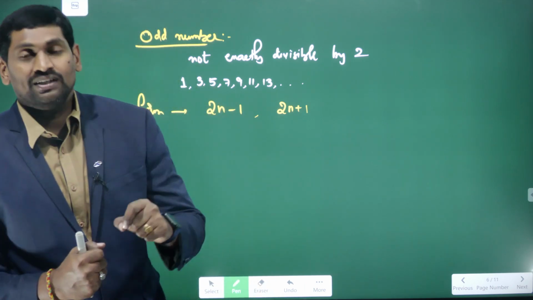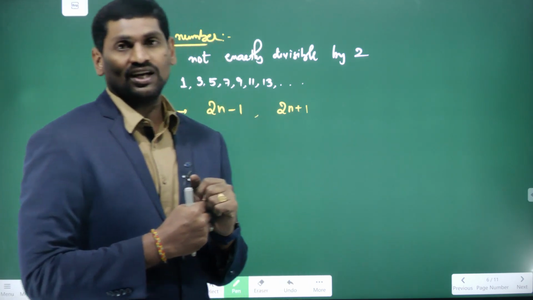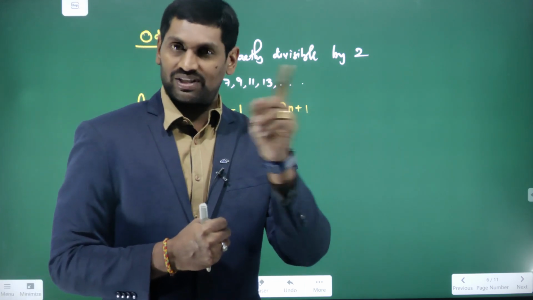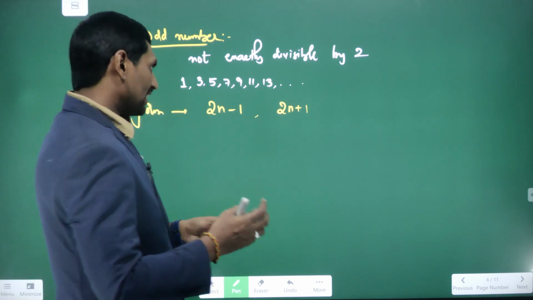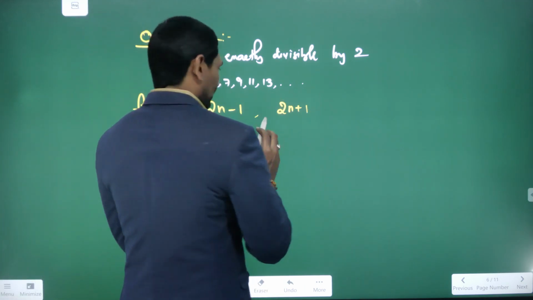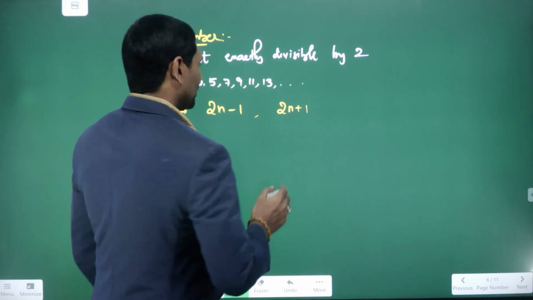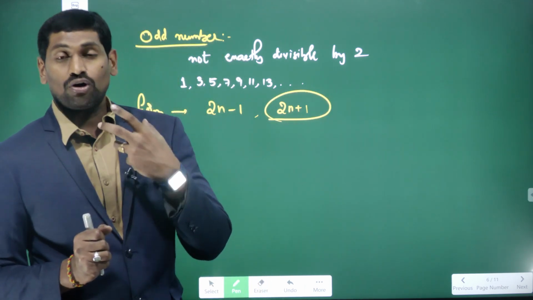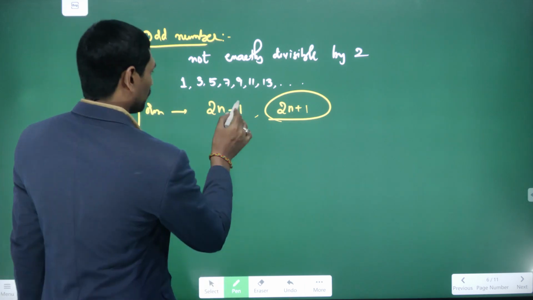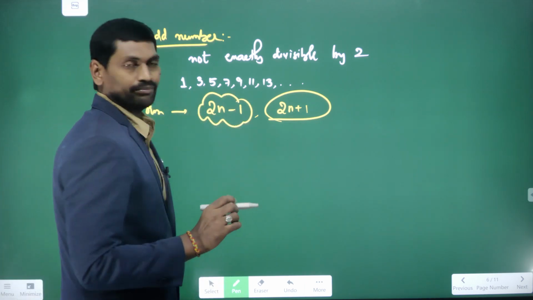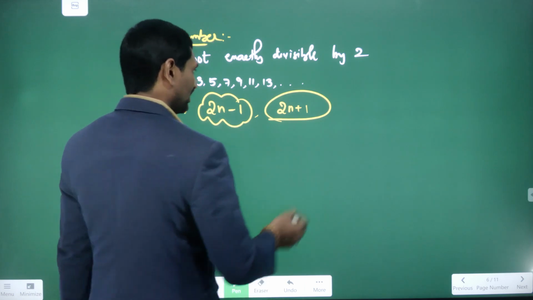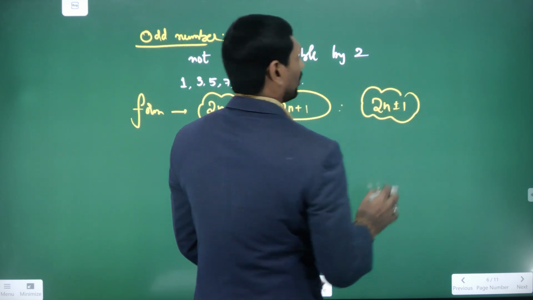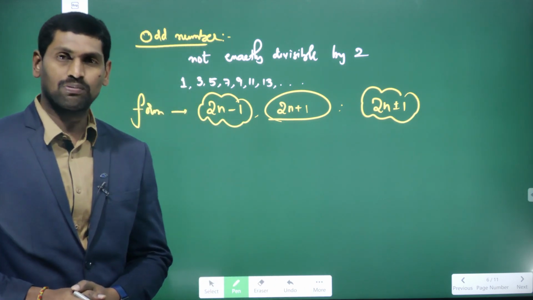We use 2n minus 1 when we take the set of natural numbers, and we get the 2n plus 1 form if we take the set of whole numbers. So combinedly we can say 2n plus or minus 1. This is the form of an odd number.